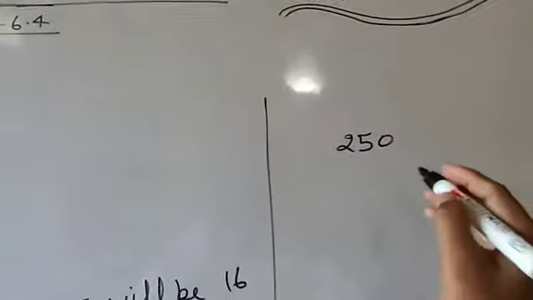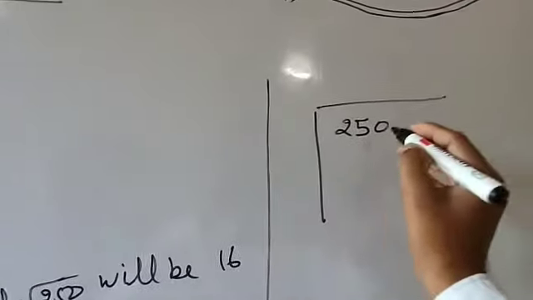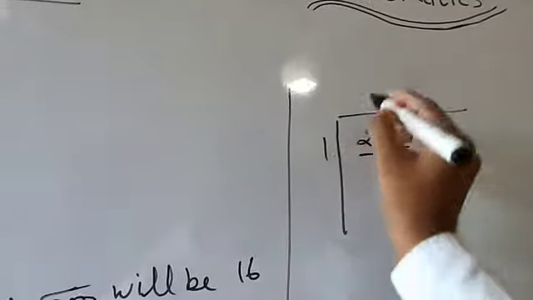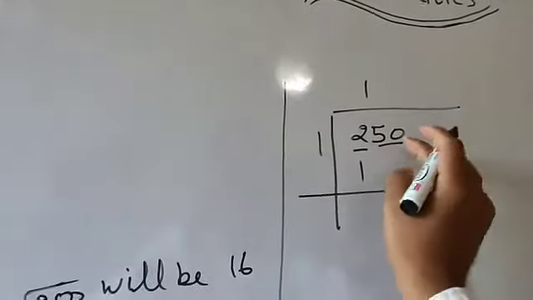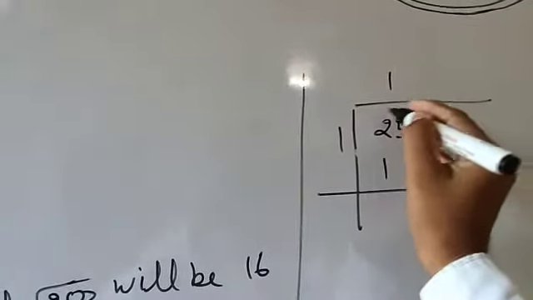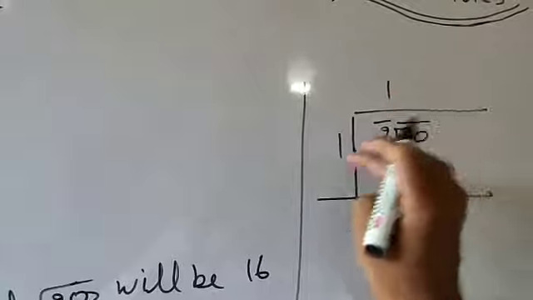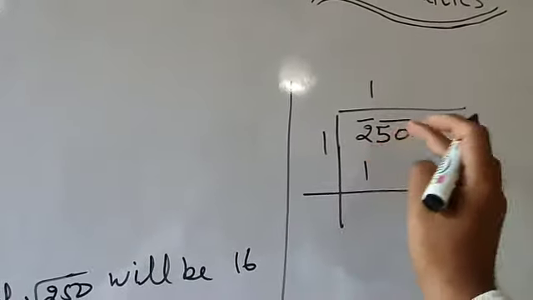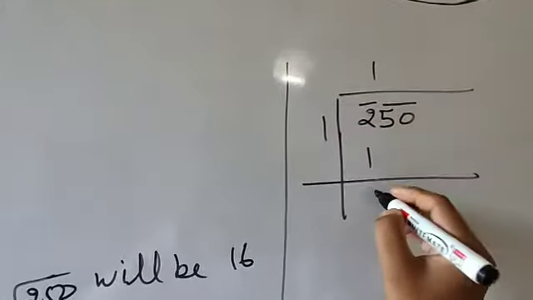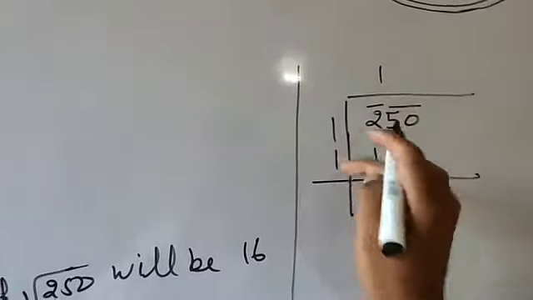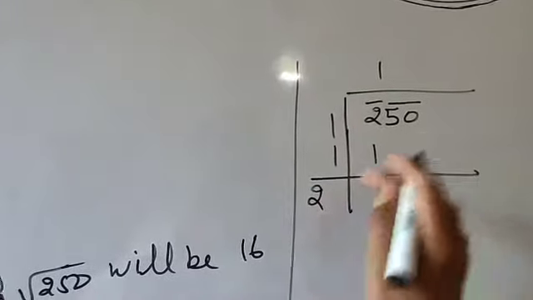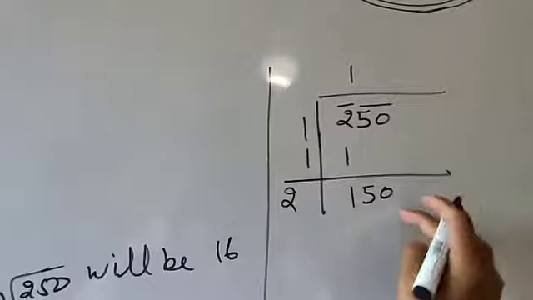Here you will write 250. Now you make the pairing like this. Then 2 is here: 1 1 ja 1, 2 2 ja 4, that will be greater than 2. So 1 1 ja 1, here 2 minus 1, 1. Here you will put that 1 and add it, 1 plus 1, 2. Now next pair you will put 50.